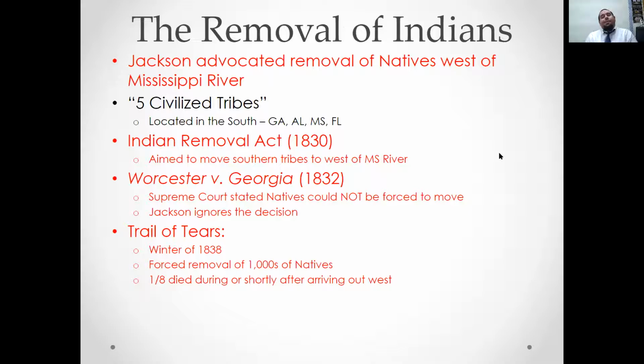Okay, another thing that happens under Jackson, Native Americans. Well, what do we do with them? To Jackson, they are still a problem because as land becomes more and more available out west, more and more people are encroaching on more and more native land. So Jackson advocated for the removal of natives west of the Mississippi.